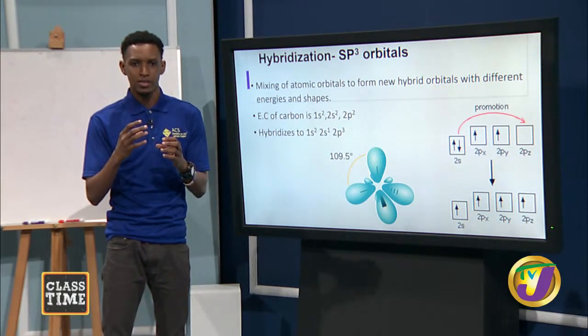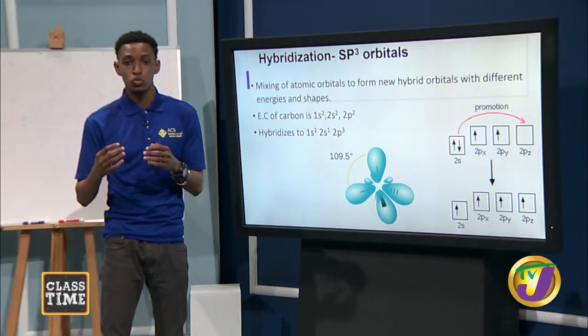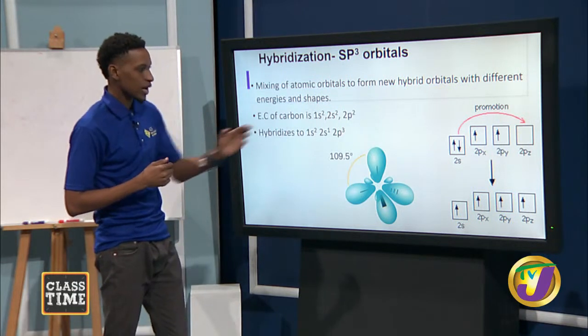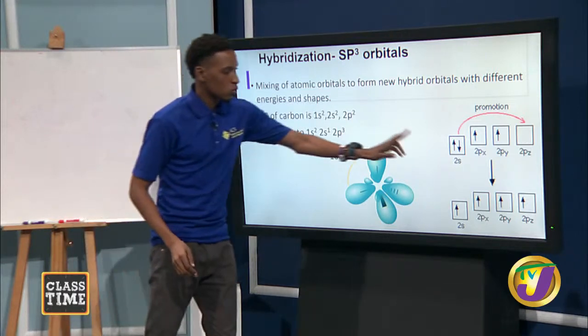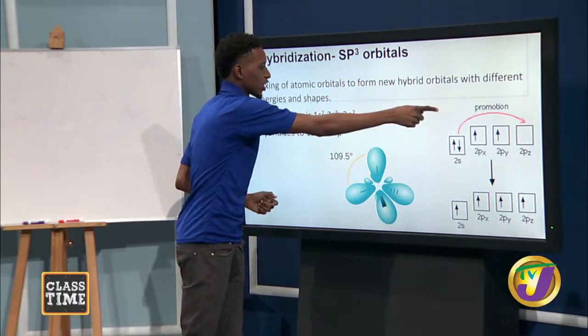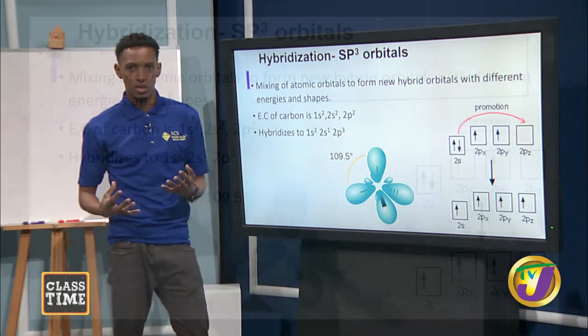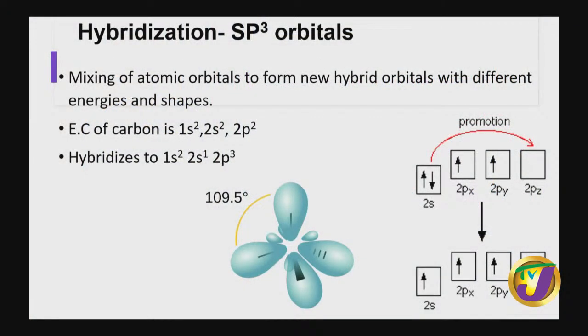But we know that the 2s orbital is very close in energy to the 2p. Thus, an electron can jump from the 2s to the 2p. And we see that right here. We have the 2s and the 2p. An electron can transition from the 2s to the 2p to generate 4 new hybrid orbitals. It's hybrid because they've mixed, the 2s mixed with the 2p to generate these 4 hybrid orbitals. And these are called sp3 orbitals. Why sp3? Because you have 1s and 3p orbitals mixing to generate these new hybrid orbitals.